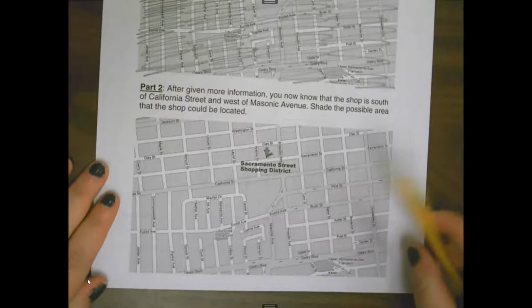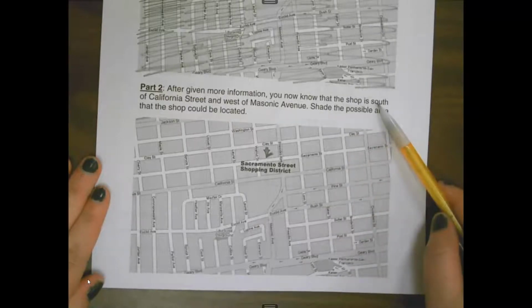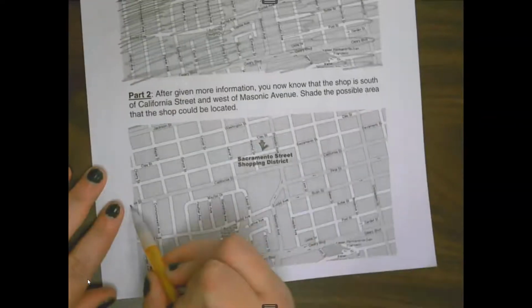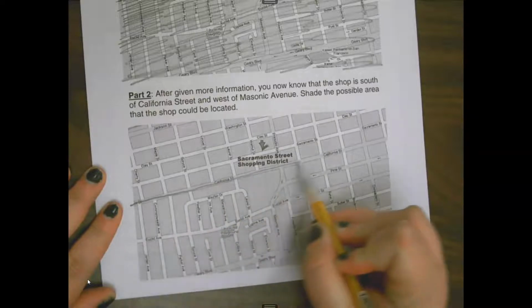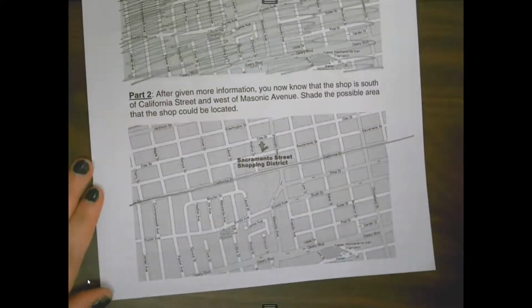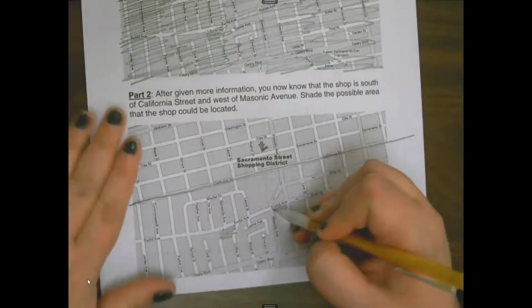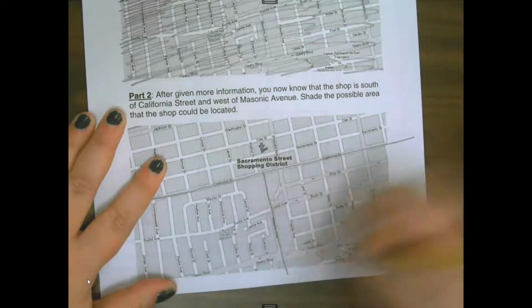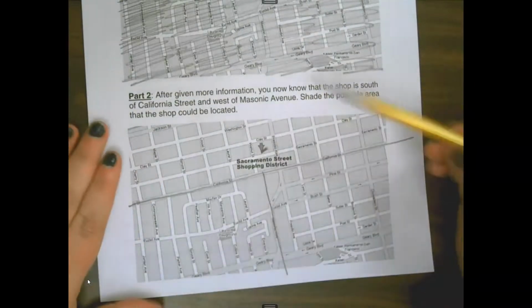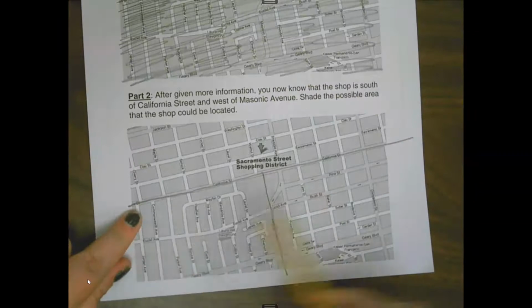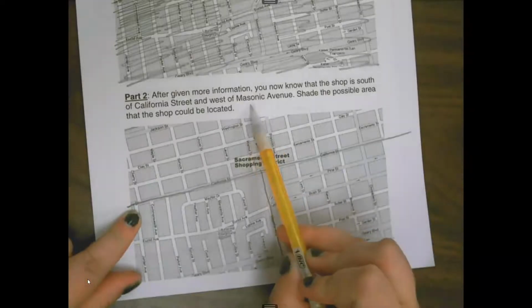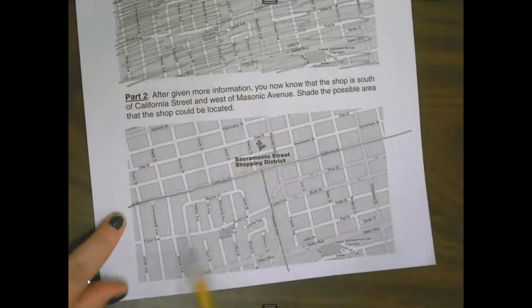After given more information, you now know that the shop is south of California and west of Masonic. So I'm going to find those two. So here's California and Masonic, which would be easy if I could actually see it. Oh, there's Masonic. So it says it is south of it, so it might be below it, but west of Masonic Avenue. So only to this side of Masonic Avenue.